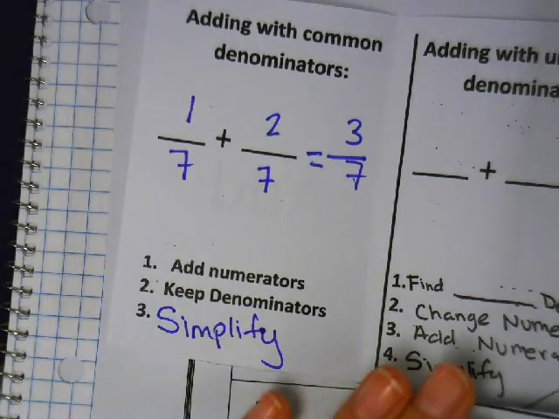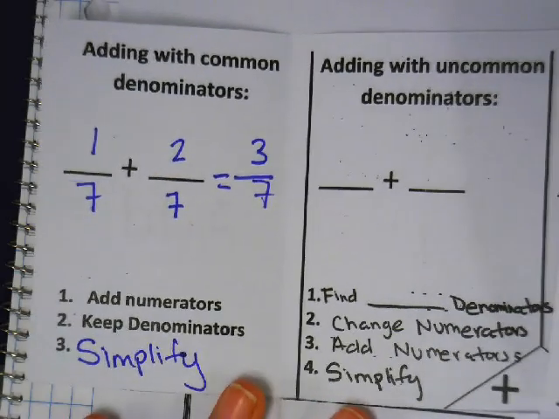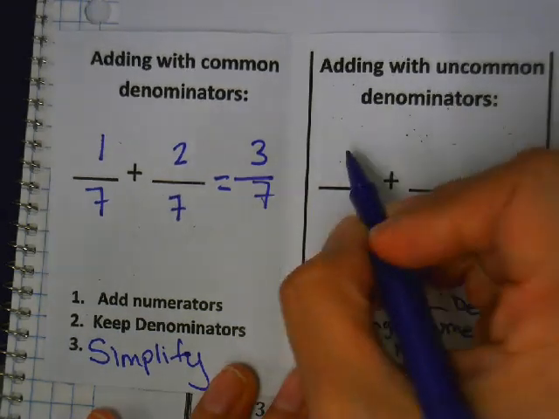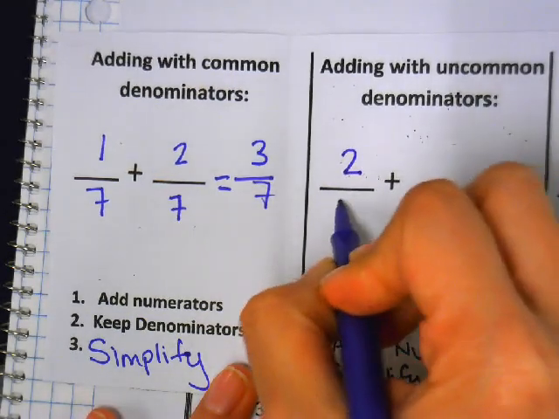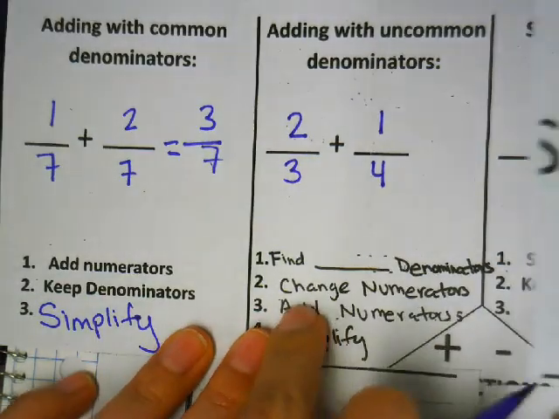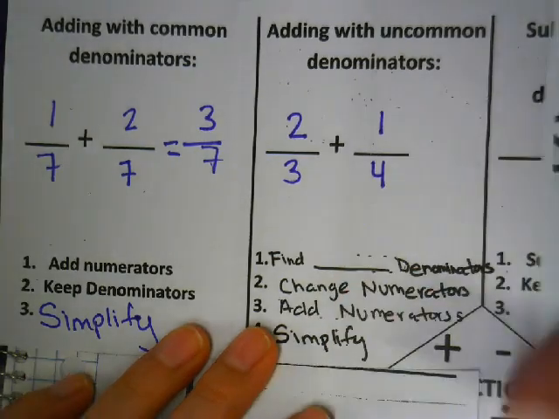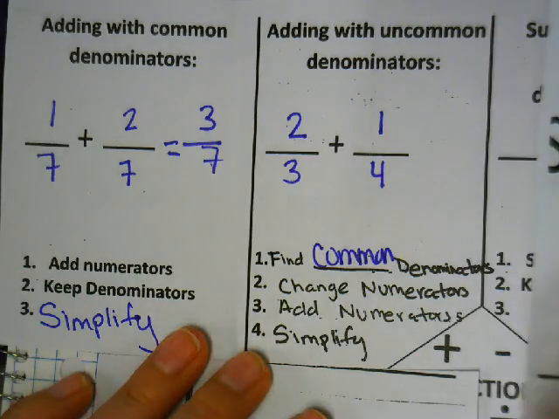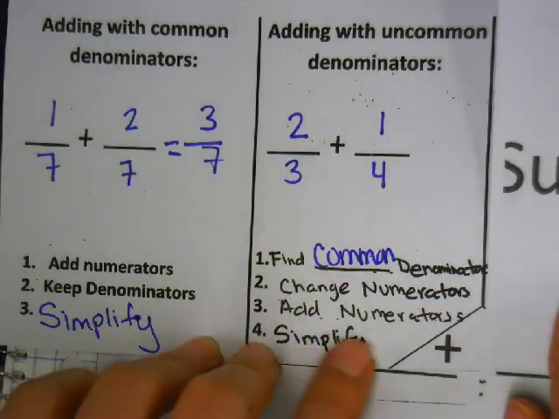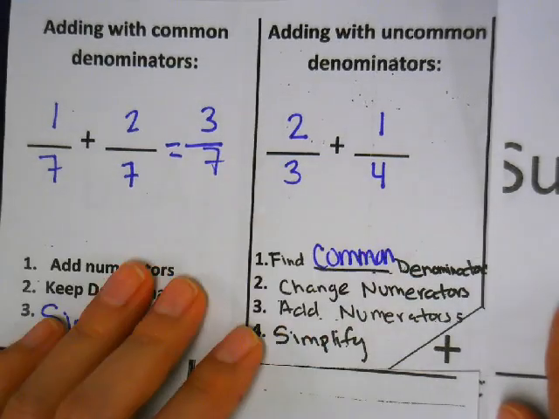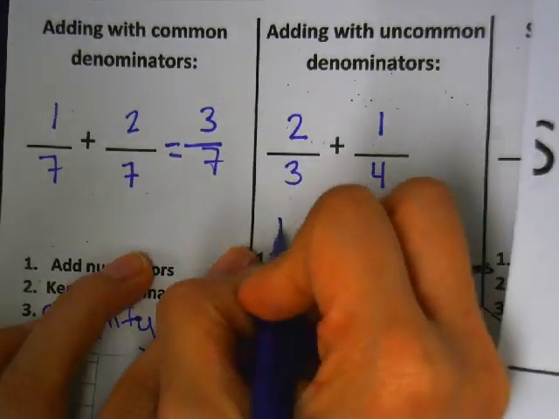All right. Now, this will also be on your test, adding with uncommon denominators. So let's say I have 2/3 and 1/4. So find blank denominators. What's the missing word? Common. Find the common denominators, change the numerators, add the numerators, simplify. So what's the common denominator between 3 and 4? 12. Good. 12.